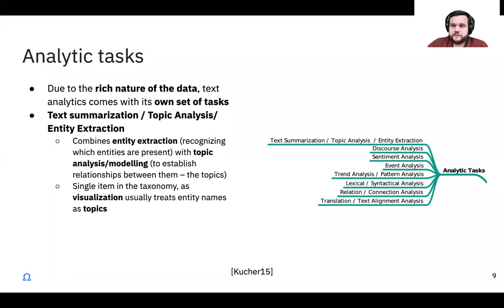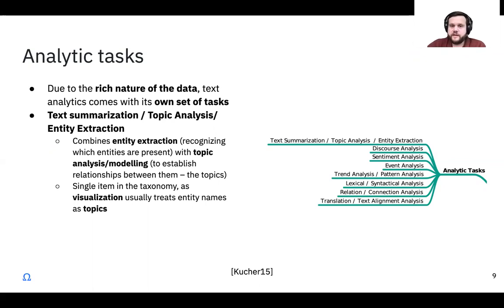Regarding the analytic tasks, so what do we do with the data, as users, and to support users with our text analytics approach? Given that text is a very rich data resource, it comes with its own set of tasks. Obviously, we still have the taxonomy by Pike that we have discussed in the interaction and evaluation lecture, but there are going to be some things on top.